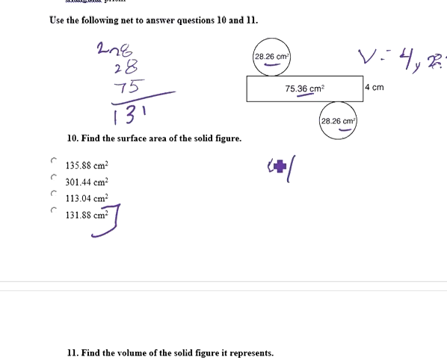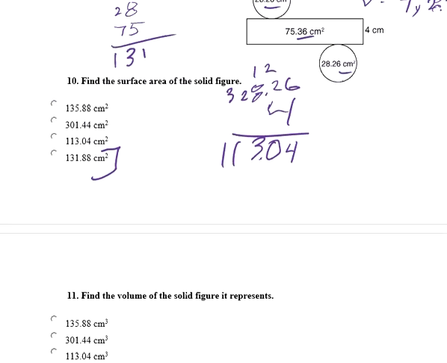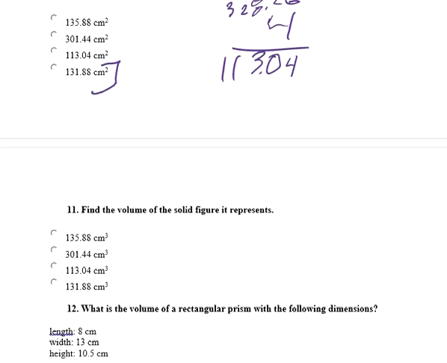The area of the base times the height. So 4 times 28.26. So 4 times 6 is 24. 4 times 2, carry a 2. 4 times 2 is 8, plus 2 that I carried is 10. Carry the 1. 4 times 8 is 32, plus 1 is 33. Carry a 3. 4 times 2 is 8, plus 3 is 11. And move it over 2 spots because I got 2 decimal places. So I'm thinking the volume is going to be 113.04. And there it is, 113.04.